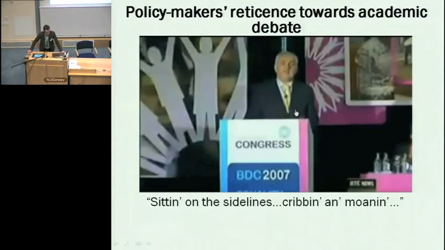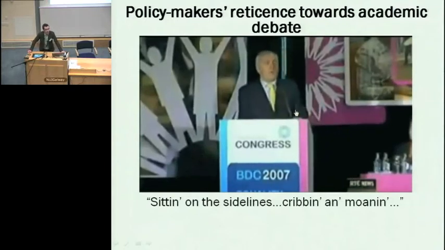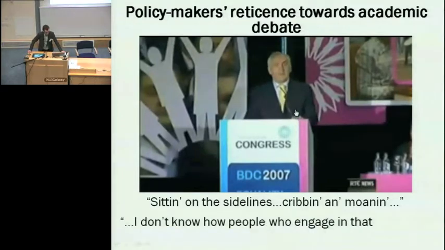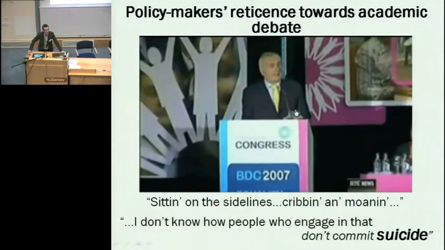Sitting on the sidelines or on the fence, cribbing and moaning is a lost opportunity. In fact, I don't know how people who engage in that don't commit suicide.